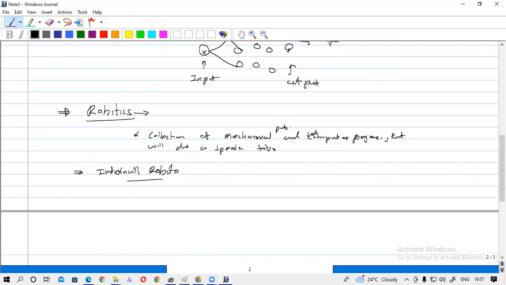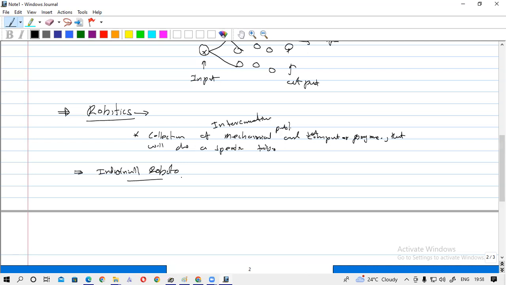It may not be the definition, but that is the idea. Actually, these are interrelated, so you can say that these are a collection of interconnected mechanical parts. Mechanical, and there may be any parts: mechanical, electrical, hydraulic, pneumatic, any parts. And those are controlled by a set of programs.